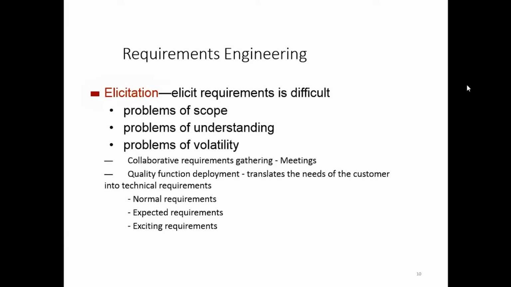Now, what is a normal requirement? Normal requirements are the objectives and goals stated for a product, or you can say for a system, during the meetings with the customer. Basically, these normal requirements reflect whatever the customer is stating, whatever goals and objectives the customer states, and that comes under the normal requirements.